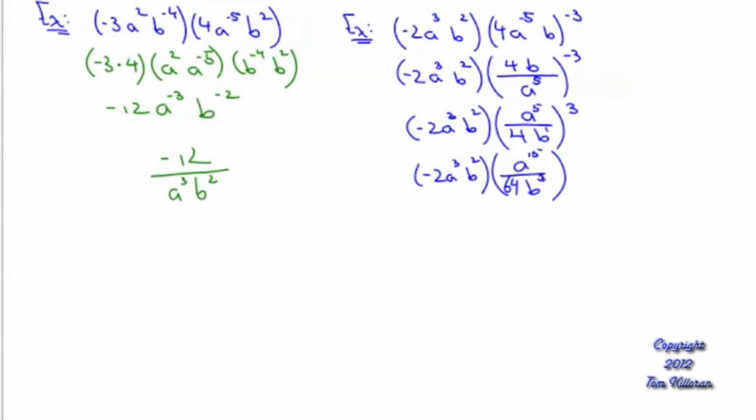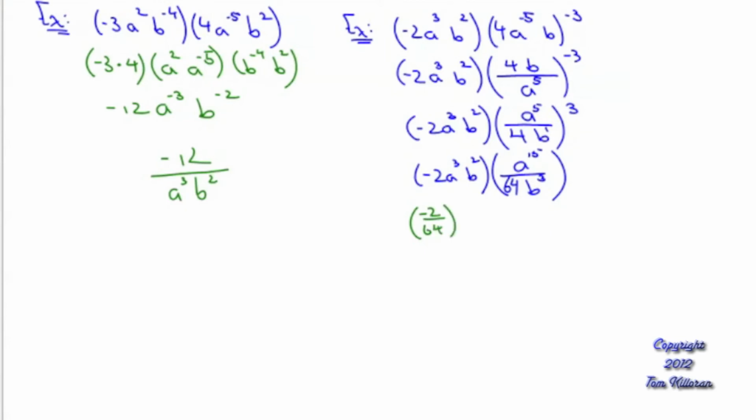Now, what can I do? My suggestion? Group. Number to number, a to a, b to b. Create three separate problems out of this, and then take your three answers and put them together. So here you have a negative 2, and here you have a 64. So how am I going to write it? Negative 2 over 64. Don't worry about simplifying it right now. Of course, this is a mental thing.